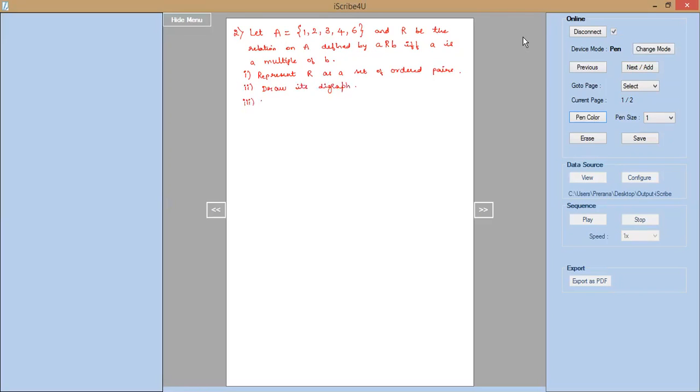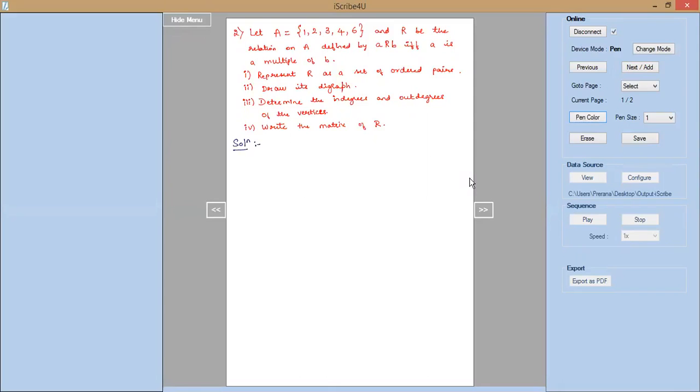Thirdly, determine the in degrees and out degrees of the vertices. Fourthly, write the matrix of the relation R. Let us see the solution.